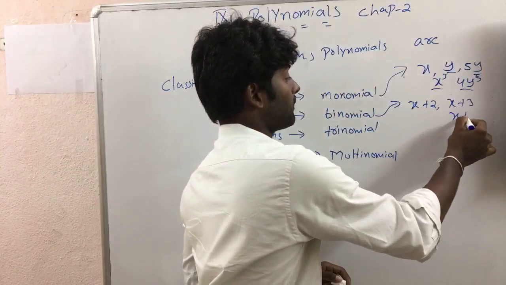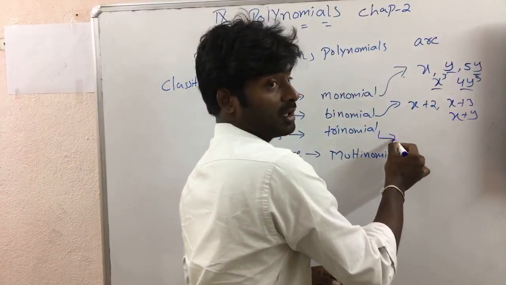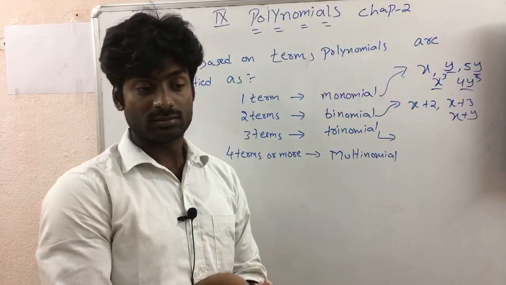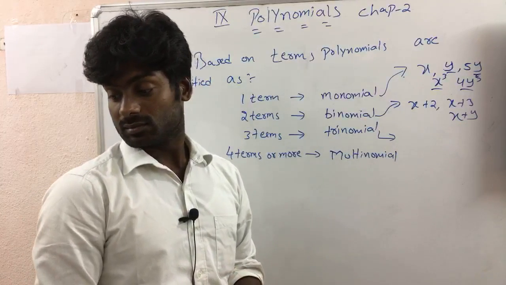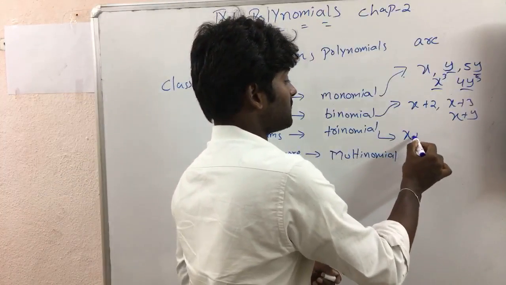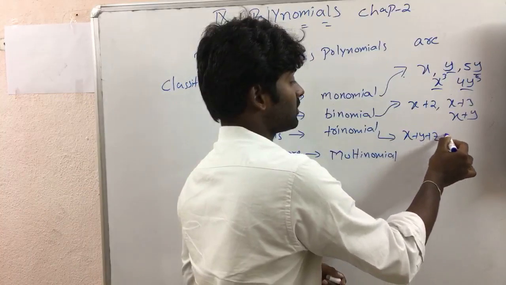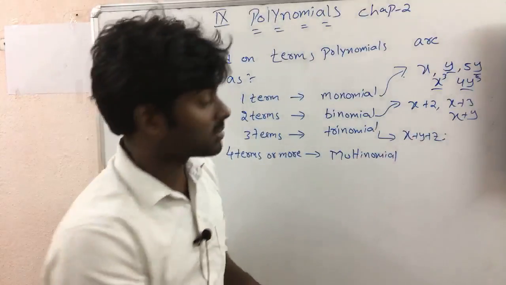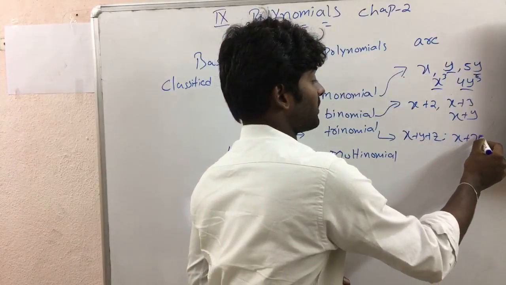Okay. Now get an example for trinomial. Shivam, x plus y plus z. Yes, x plus 7y minus 6.